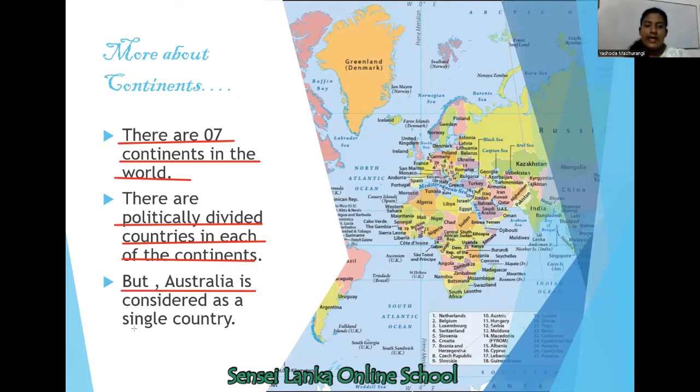Australia is considered a single country because Australia is the smallest continent. Australia is very small in size, so Australia is considered one country. But in other continents, there are many countries. So you have to remember that. Yes. So we are going to the next one.